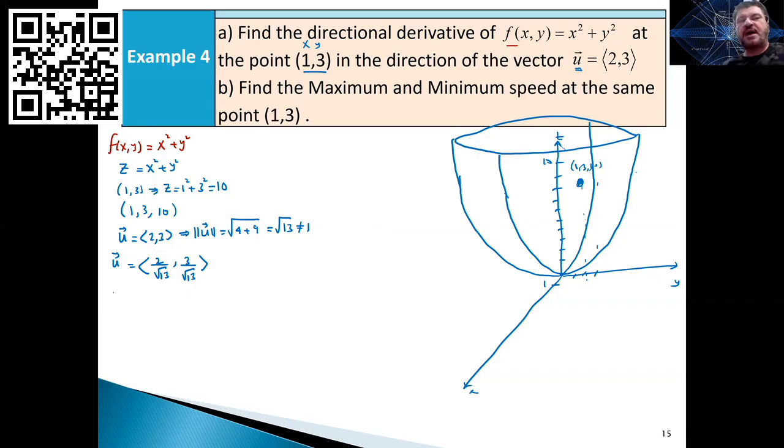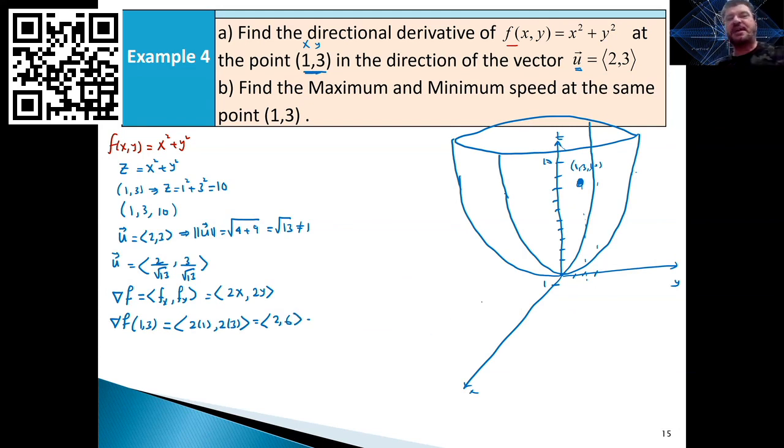Fine. Now, what do we find from this one? To find the directional derivative, we need the gradient of f, which is (fx, fy). We already found fx, it's 2x, and fy is 2y. The gradient of f at the point (1, 3), because he wants it at (1, 3), we will replace x with 1 and y with 3. And this gives me (2, 6).